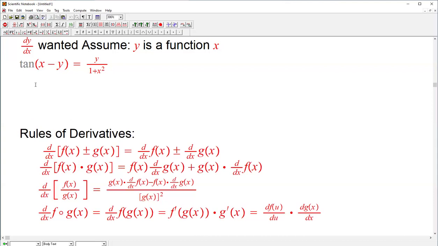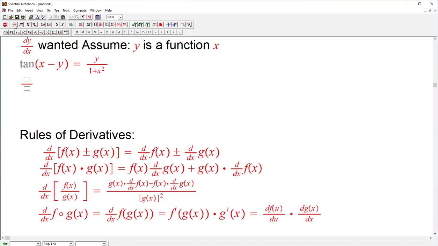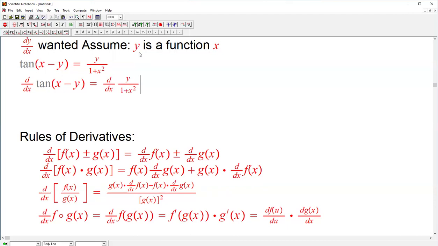All right. Derivative on tangent x minus y equals to derivative on the other side. We do this at the same time. Okay, no parentheses needed on the right side, and no parentheses is needed on the left side.